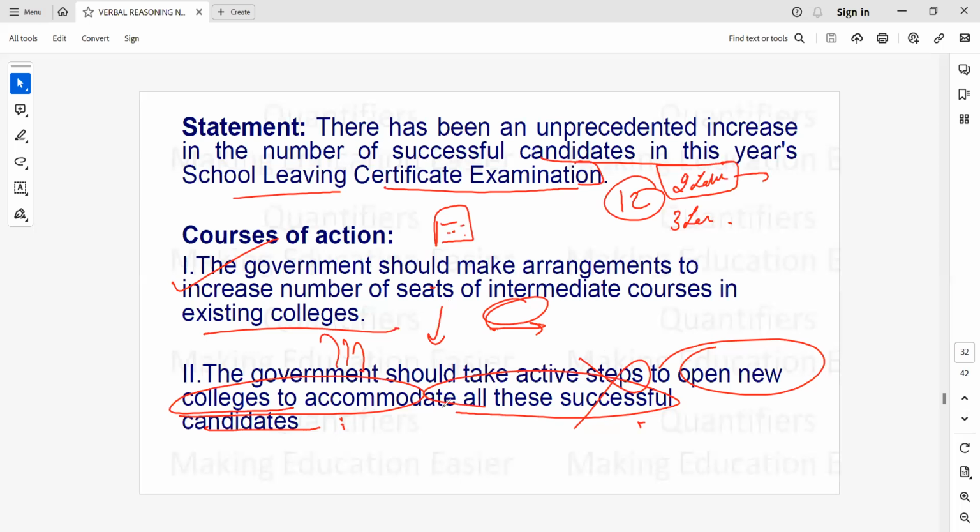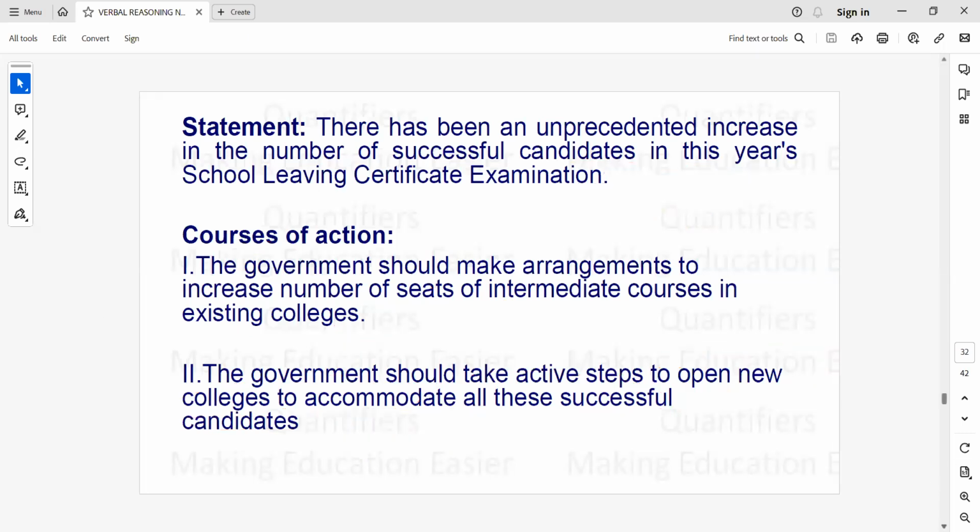Secondly, what if the number decreases next year? What is going to happen to the infrastructure? What about the revenues? And hiring of the teachers and everything, is it practically possible? So it's not practically possible, hence not your answer. So the correct answer is only course of action 1 is correct, right? Let's get into the next.